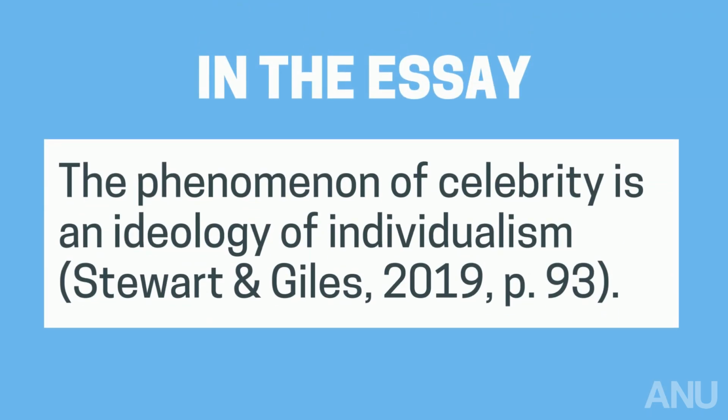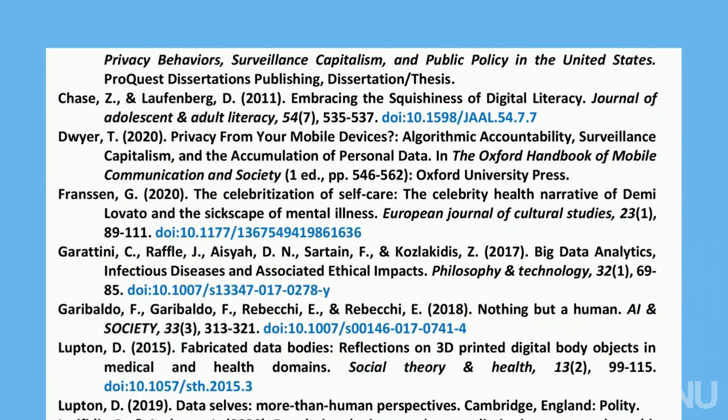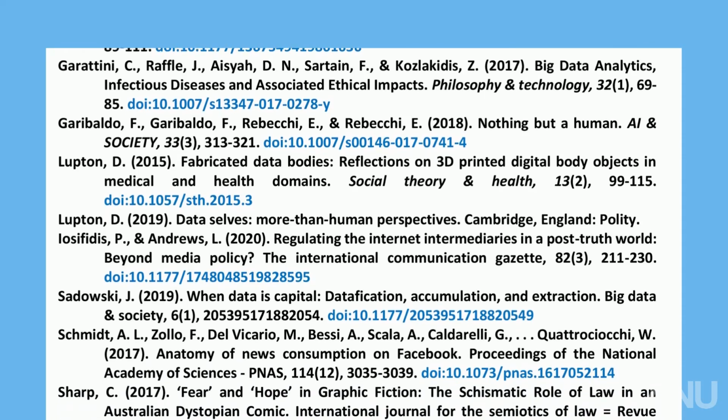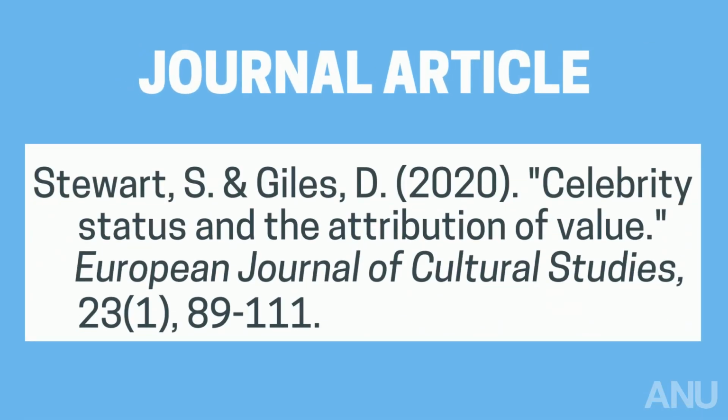It's not possible to distinguish between a book and a journal article in most in-text citation styles, but they most definitely look different in the reference list. Scroll to the end of an article or book chapter and use this information to find the full citation in the bibliography. In this case, this citation is for the 2020 journal article Celebrity Status and the Attribution of Value from the European Journal of Cultural Studies.